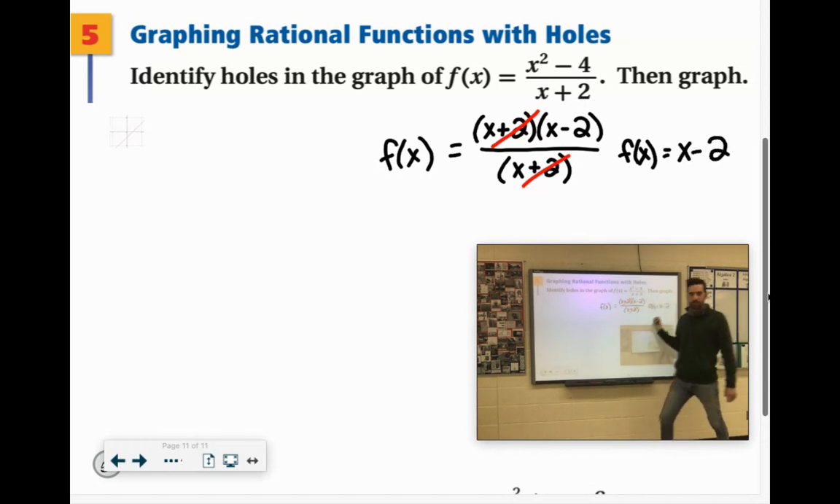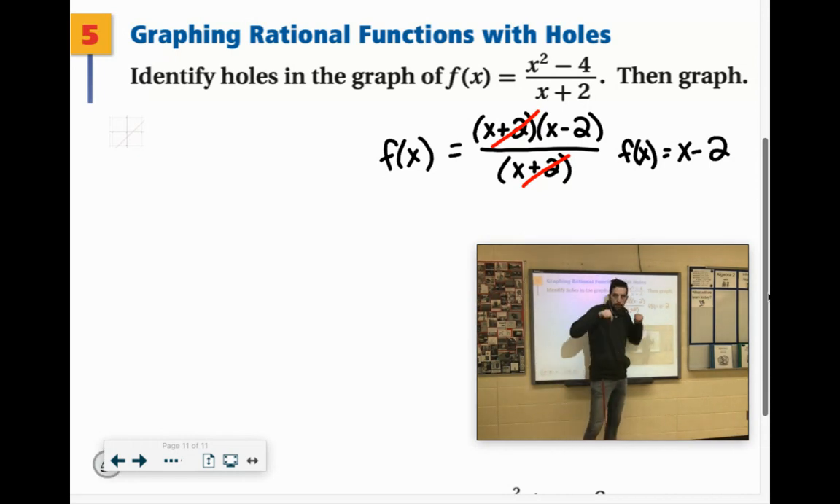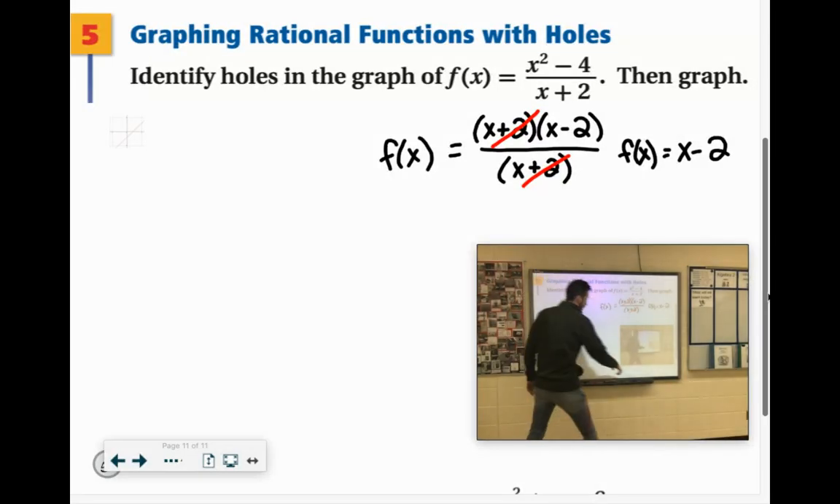Now we can all graph that stuff. You did that earlier in the year. That's just slope-intercept form. So you would start at negative 2, down 2, and then the slope is 1. So you'd go up 1 over 1, and you'd have just a straight line like that. And that's great, but there's a hole. And the hole comes in down here.